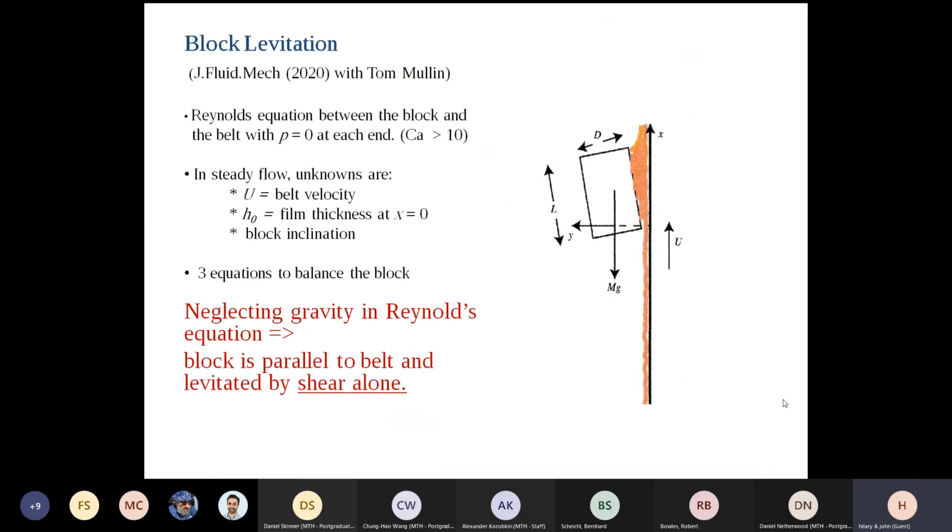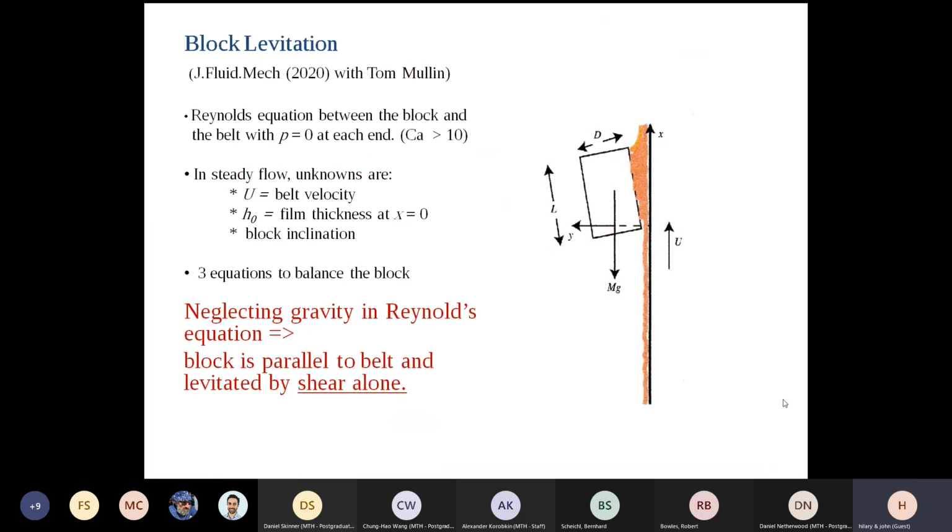There would be a Reynolds equation, a lubrication equation, all the way between the block and the belt. And the Reynolds equation would hold in that region. And we just put that the pressure was atmospheric, taken to be 0 at each end of the block. For a given mass, you want to know what the belt velocity is. Obviously, the crucial question for Tom is the belt velocity that supports it.